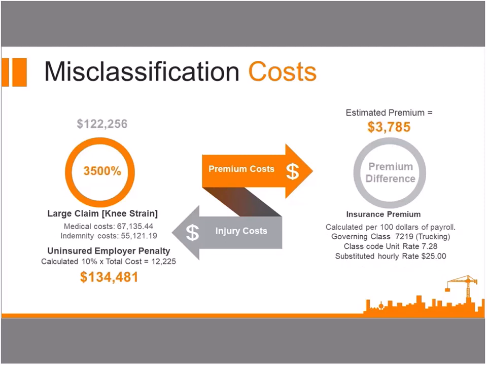Where we start seeing the bigger differences is on larger claims, such as a knee strain. This specific example is $122,256 for the claim itself. You tack on that uninsured employer penalty, which brings it up to $134,481. Whereas if you would have had that work comp policy, it would have cost you a little bit less than $3,800. So it's a pretty big difference in those regards.